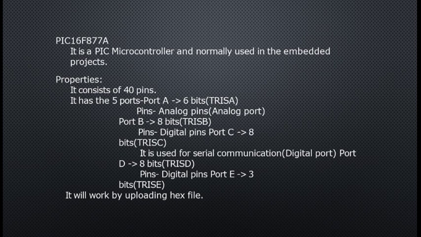Properties: it consists of 40 pins. It has 5 ports: port A, 6 bits, TRISA pins, analog port; port B, 8 bits, TRISB pins, digital pins; port C, 8 bits, TRISC, which is used for serial communication; digital port D, 8 bits, TRISD pins; and digital port E, 3 bits, TRISE. It will work by uploading a hex file.